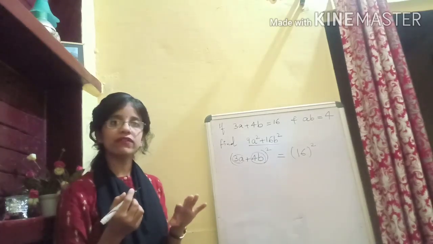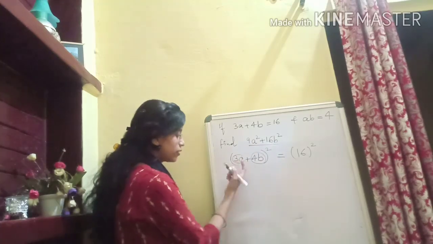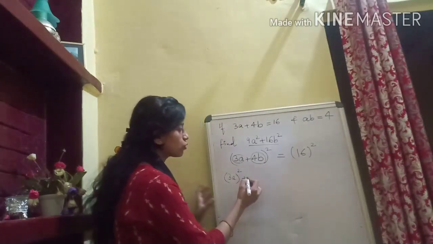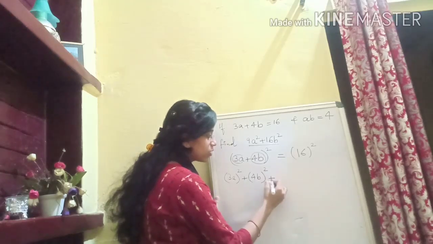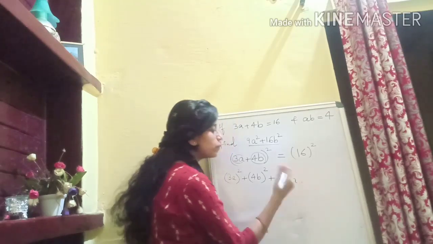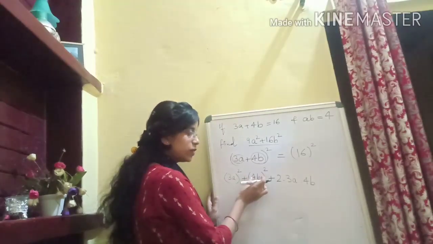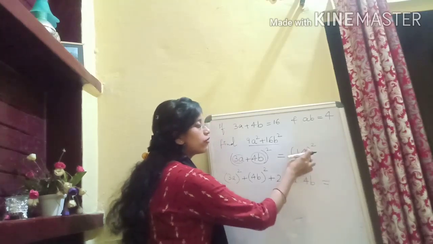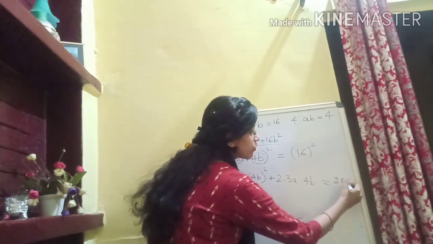Now recall the identity. a plus b whole square will be a square plus b square plus 2ab. So a square, where 3a is your a, plus b square, where your b is 4b, so 4b square, plus 2 into a, which is 3a, into b. What is at the place of b? It is 4b. So a square plus b square plus 2ab is equal to, now the right hand side, 16 square, and 16 square will be 256.